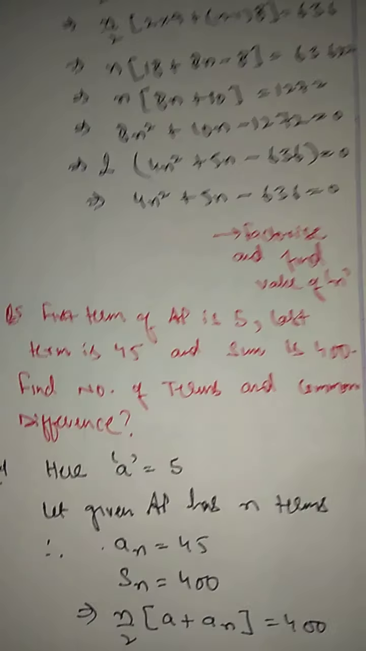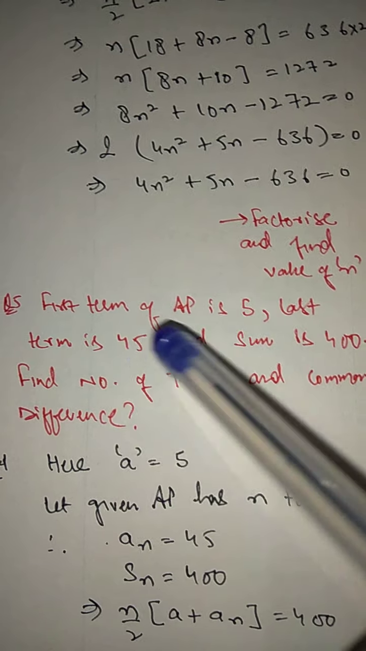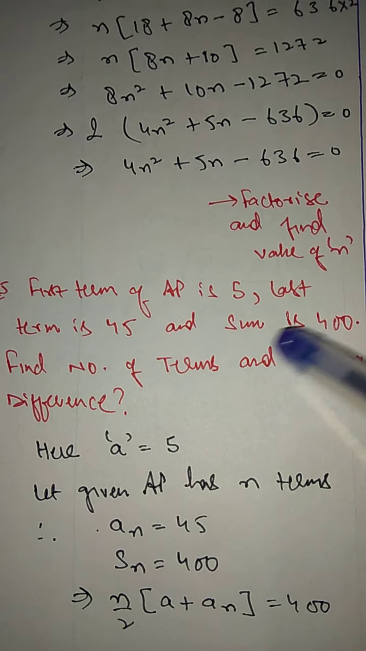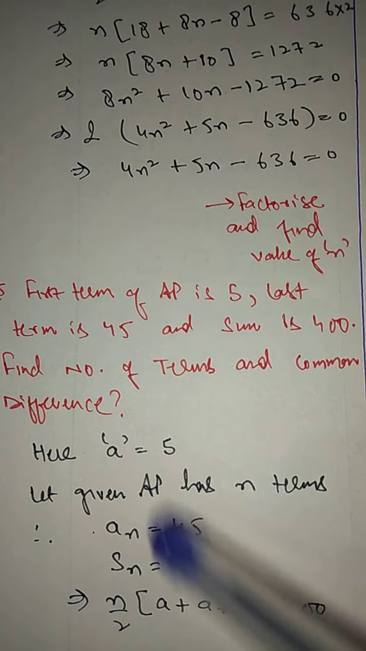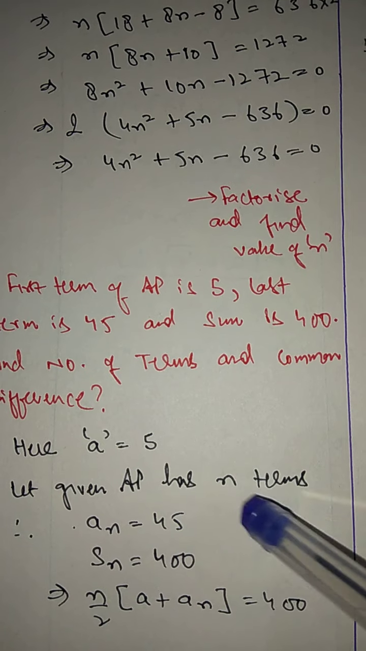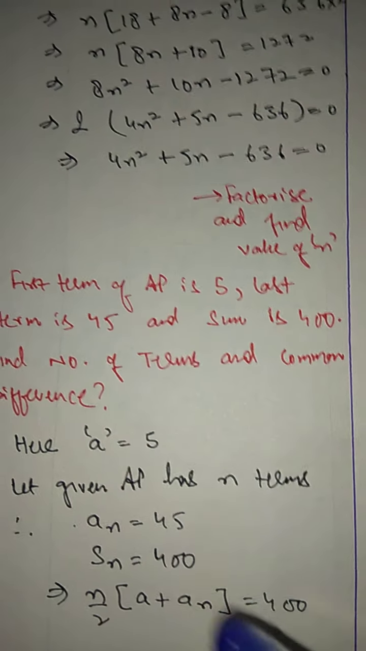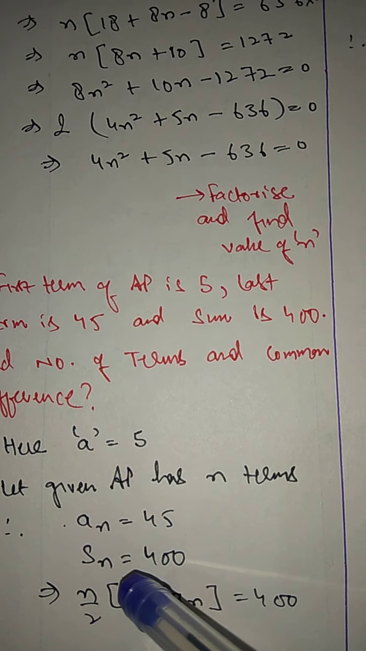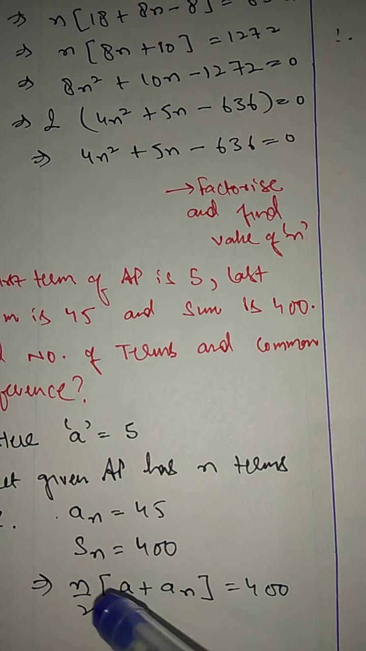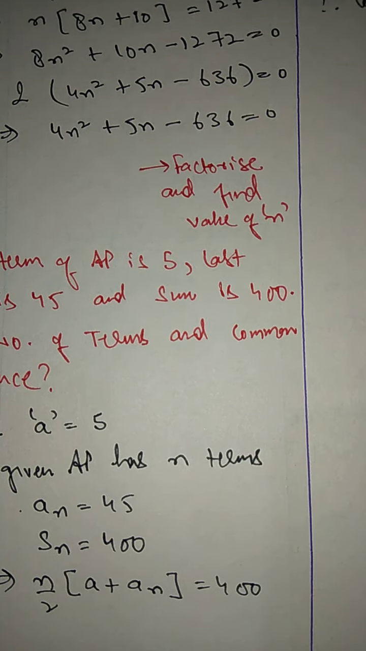Now let's move to question number 5. The first term of the AP is 5, the last term is 45 and the sum is 400. So we have to find the number of terms and the common difference. Here the first term a is 5, let the given AP have n terms, so the last term, that is an, is 45 as given in the question, and the sum of n terms is 400, which is also given in the question.